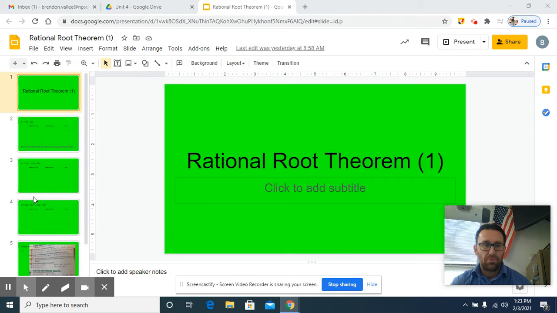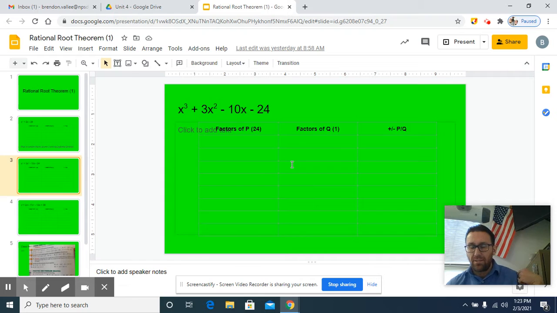Okay, rational root theorem. Basically, it's just a way to find the roots instead of the normal ways we do it. But here's the thing: a lot of these are not quadratics, so you would have to find the roots another way besides factoring because sometimes they're just not factorable.